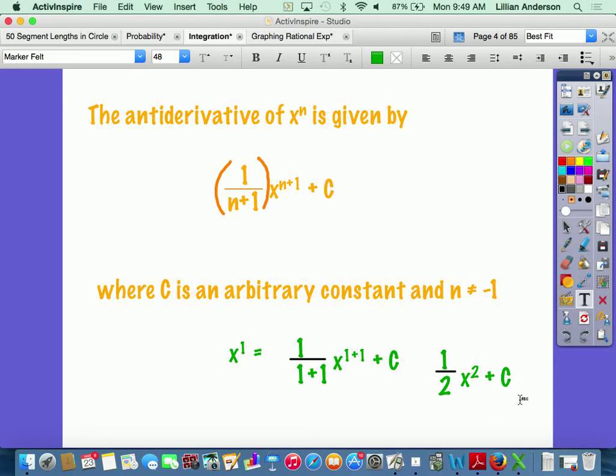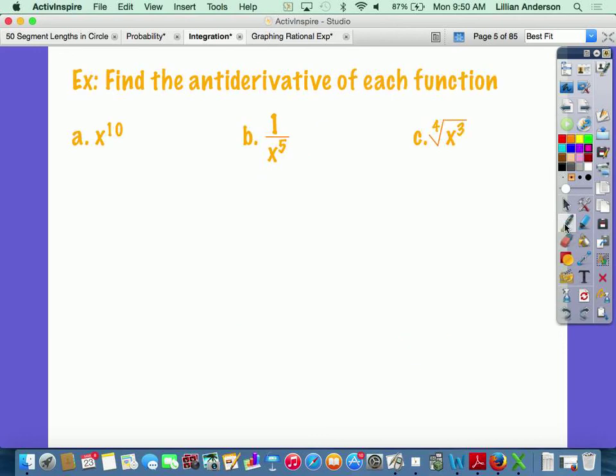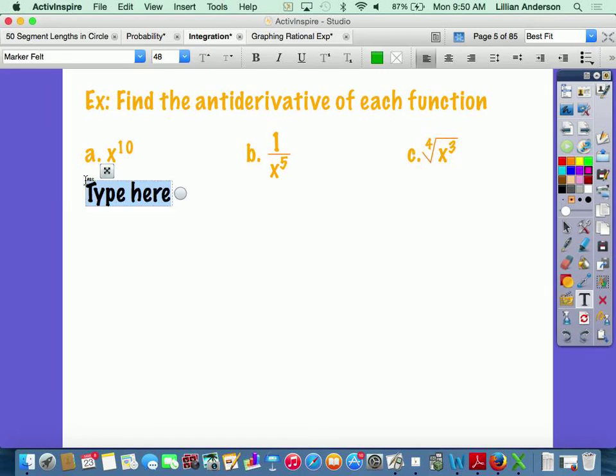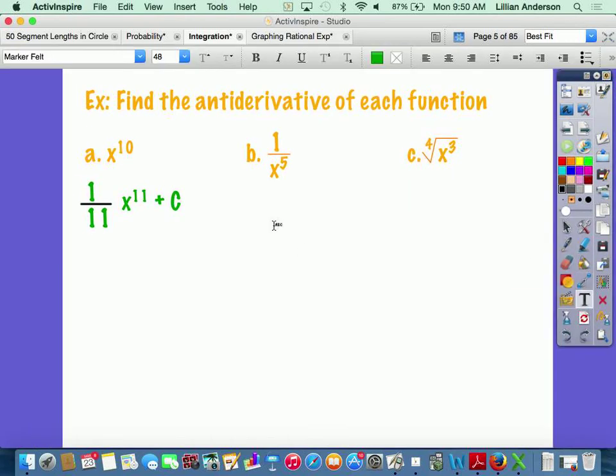One way we can always check that we found the antiderivative correctly is to take the derivative of this function. Remember, for the derivative we take the exponent and bring it to the front. 2 times 1 half is 1, and then we subtract 1 from the exponent, so we're just left with x. For this next one it's very simple: we just add 1 to our exponent, so we'll have 1 over 11 x to the 11th plus c. Again, all we do is take the exponent and add 1 to it, in the front it's 1 over n plus 1, and of course we can't forget our plus c.